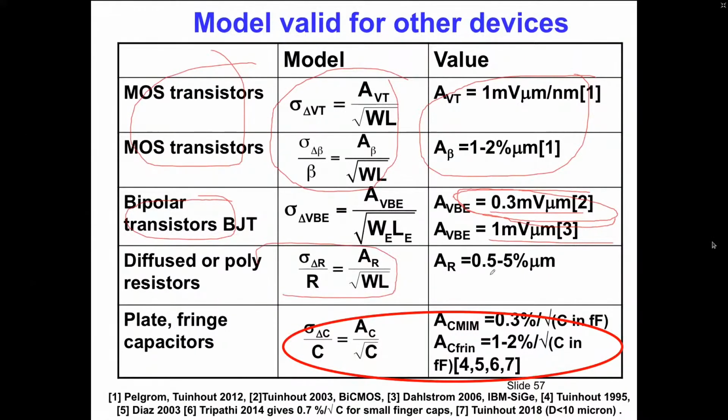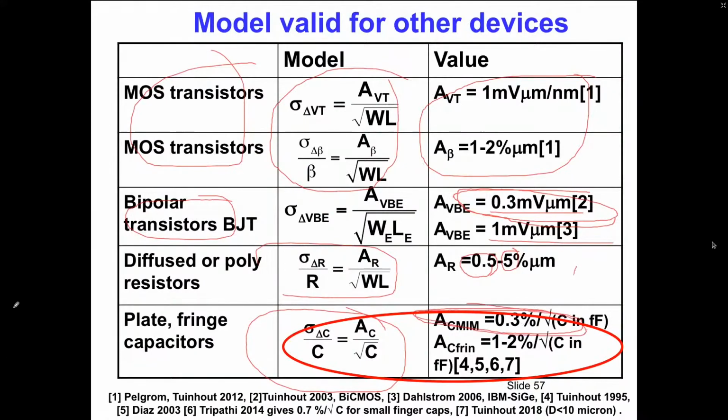Resistors differ for diffused resistors or poly resistors. So I still don't understand why anybody still designs stuff with polysilicon resistors, because they are really, really bad from a matching perspective. And then obviously the capacitors. And the capacitors have by far the best mismatch characteristics.